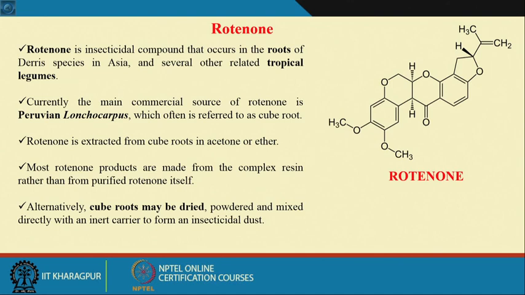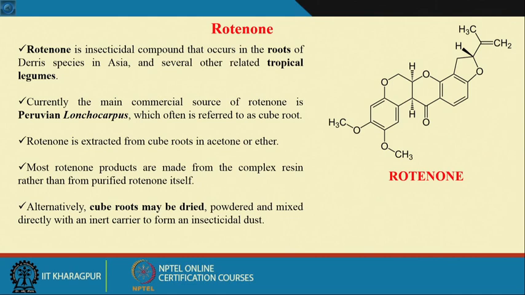Rotenone is extracted from the cube root in acetone or in ether. Most rotenone products are made from complex resin rather than from purified rotenone itself. Alternatively, the cube root may be dried, powdered, and mixed directly with an inert carrier to form an insecticidal dust. So, cube roots, like we do with neem based products, either the neem leaf, neem pulp, neem seeds, the roots can be dried, as the compound rotenone is present in the cube roots. So, cube roots may be dried and powdered and mixed directly, and can be used as insecticidal dust.